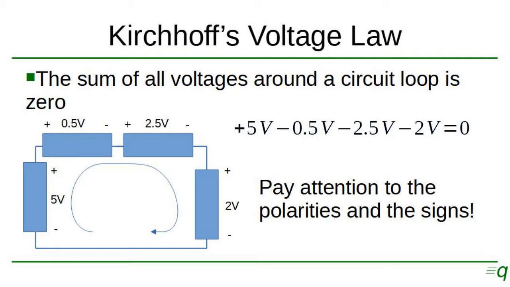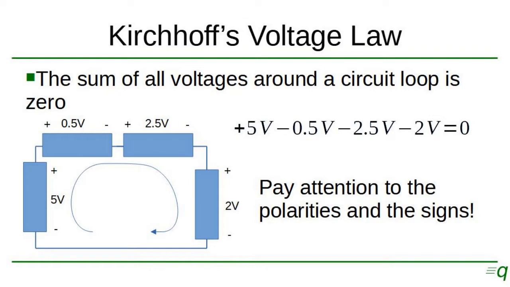clockwise and start with 5 volts and you go up plus 5 volts, then minus 0.5 volts, minus 2.5 volts, and minus 2 volts, you'll end up at 0 volts again. The plus and the minus come from the signs, right? So if we follow the arrow on the circuit and we encounter first a negative sign and then a positive sign, we add, and if we encounter it the opposite way, we subtract, right? So the first one adds and the other three subtract, and we go back to 0 again.